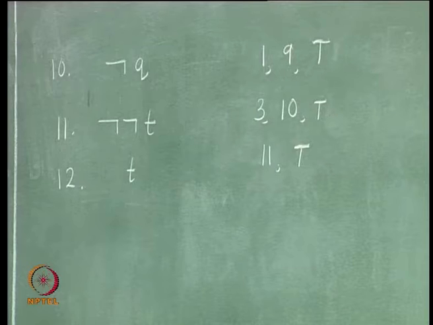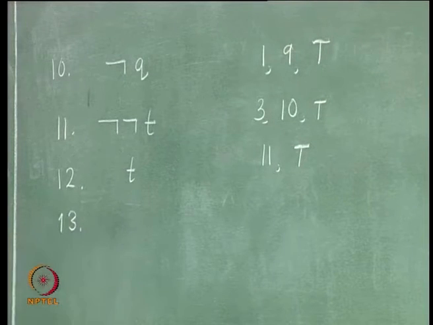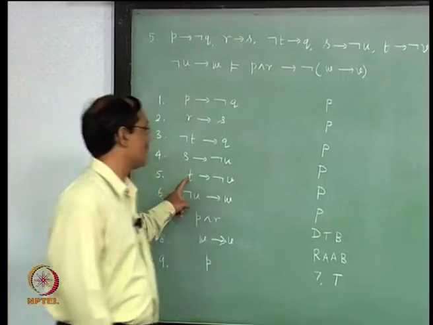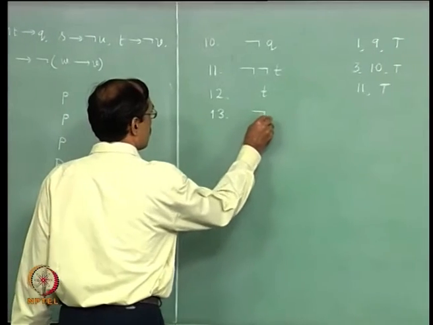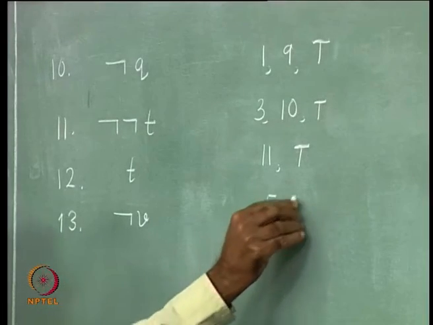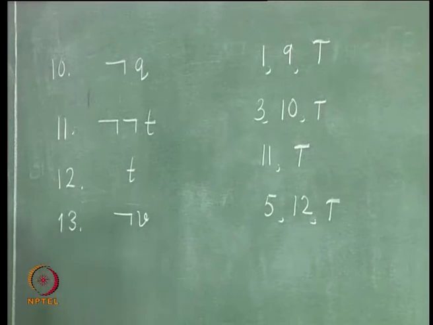Now, you have a nice formula, double negation you do not remember, so write T. Okay. Then what is our plan? Here there is modus ponens we can use. So, that will give us not V from line 5, 12 modus ponens.